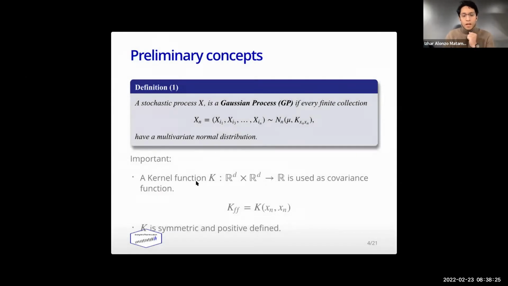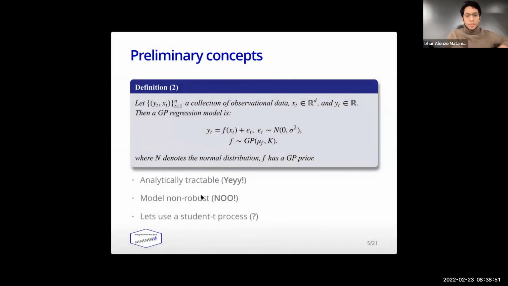Well, first, what is a Gaussian process? If we have a stochastic process X, then it will be a Gaussian process if for every finite collection, that finite collection is normally distributed of dimension n with a location parameter, mean or location function mu, and a covariance function k, where the important thing to know is that the covariance function has to be a kernel function. And the second thing to know is that it has to be symmetric and positive definite.